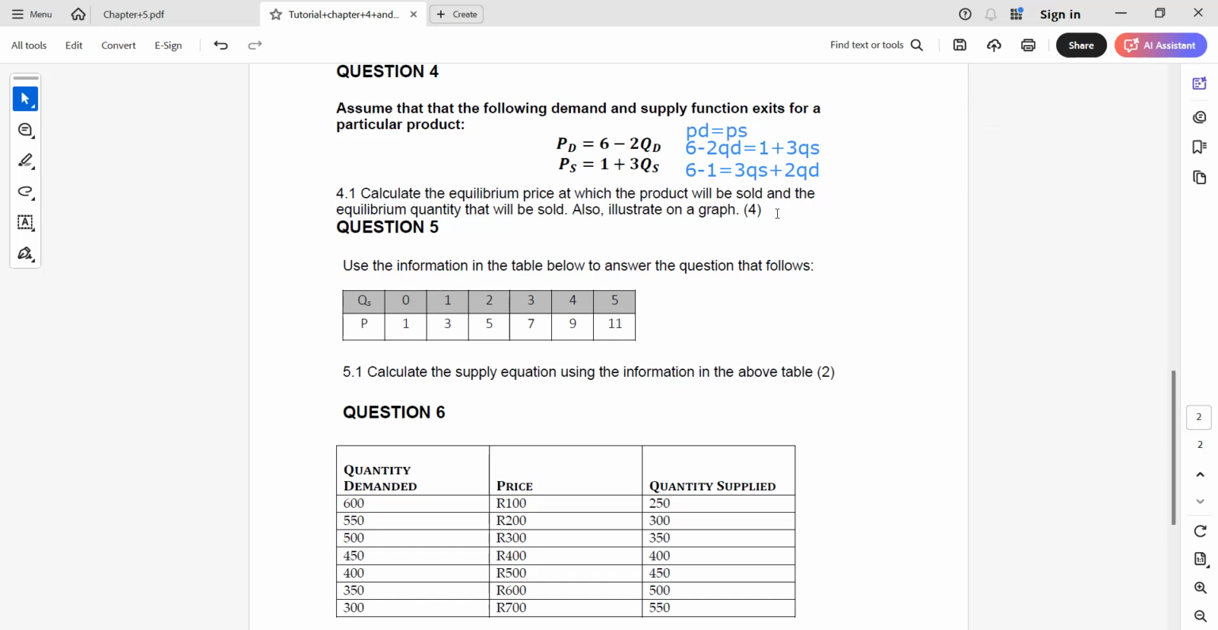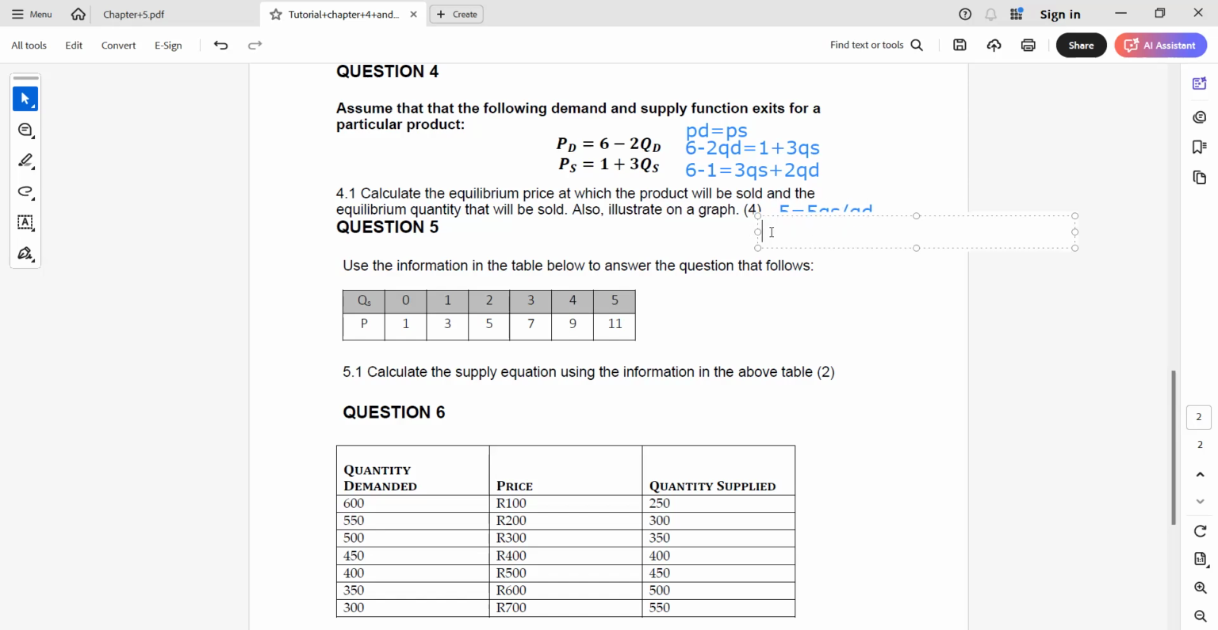Now we just have to say 6 minus 1, you have 5, equals 3 plus 2, that will give you 5 as well. You can just say QS or QD, but you do know that at equilibrium, your QS and your QD are the same. You understand? So you can just say QS or QD, depends. So now you have 5 equal to 5 QS or 5 QD.